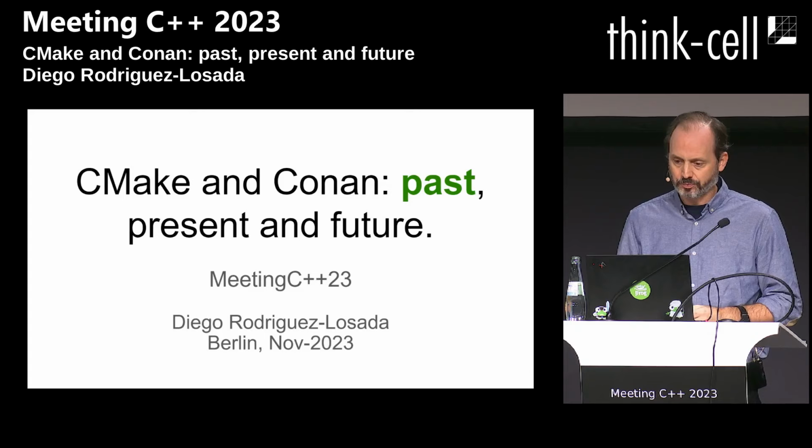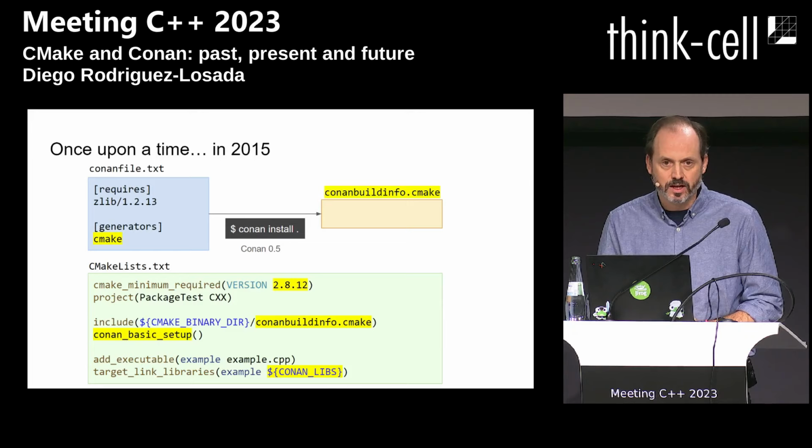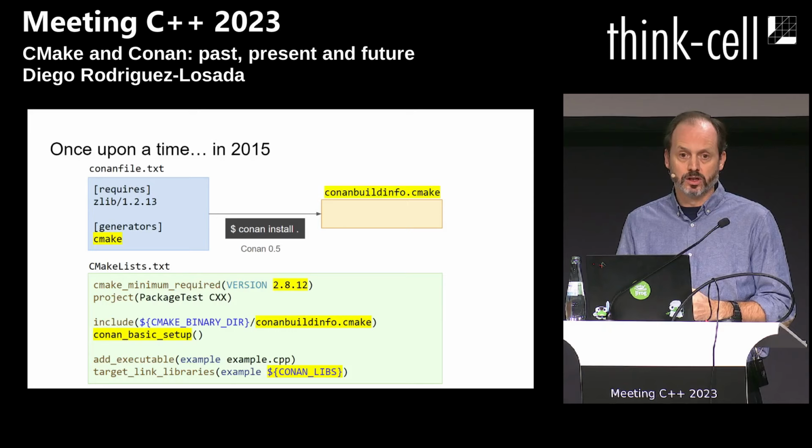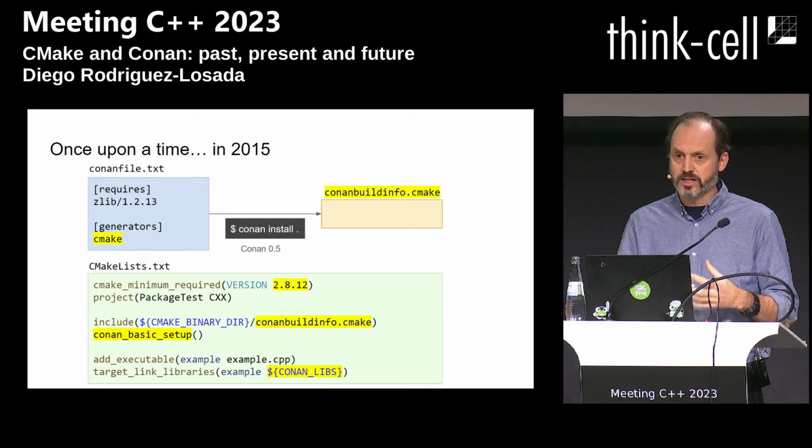So let's go back to the past and let's see how we started. We started with this. This was 2015. And this is our first public release, and this was our only integration with CMake. It was called the CMake generator. And the CMake generator, when you type the Conan install command, was creating one single file that was called conanbuildinfo.cmake. That file, you had to include it explicitly in your CMakeLists, like this, include conanbuildinfo.cmake.